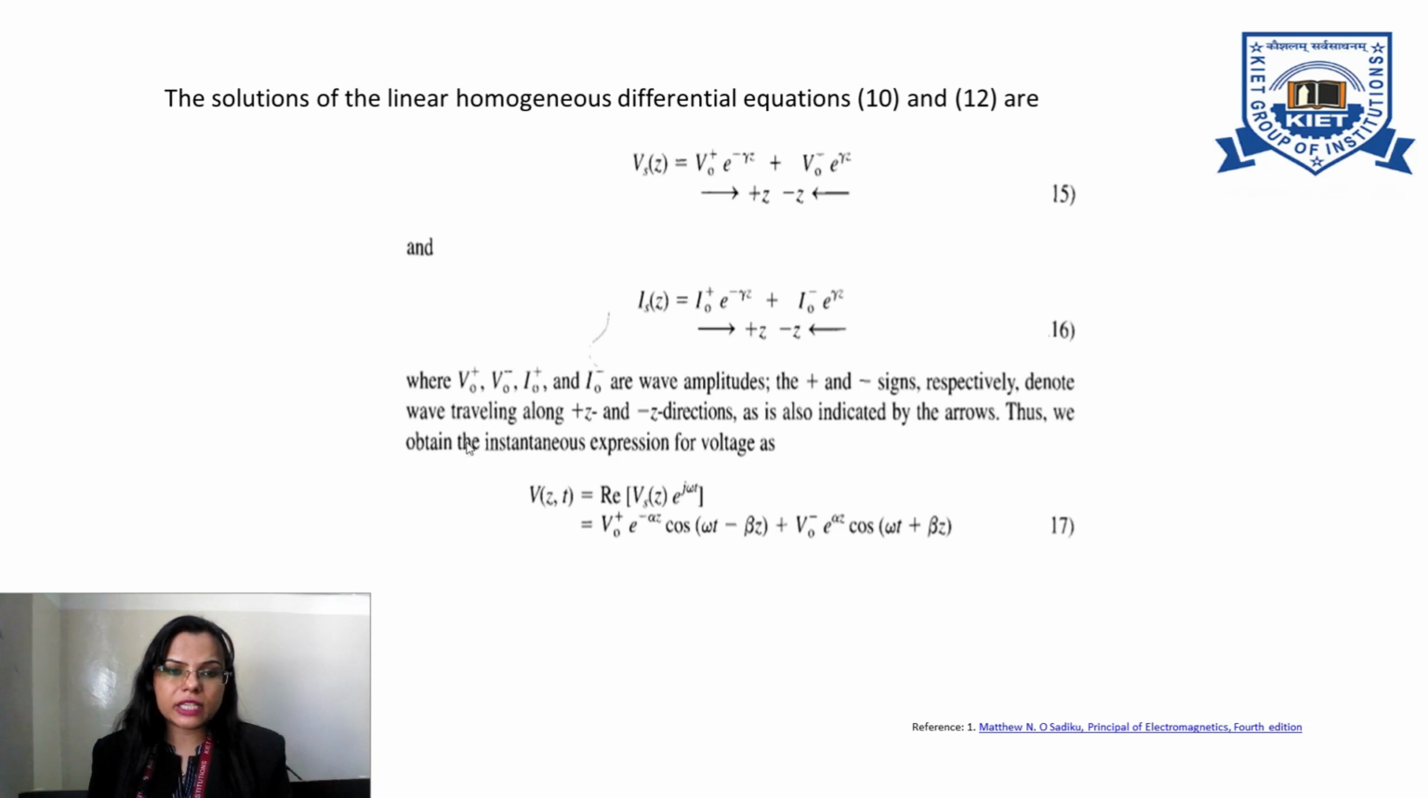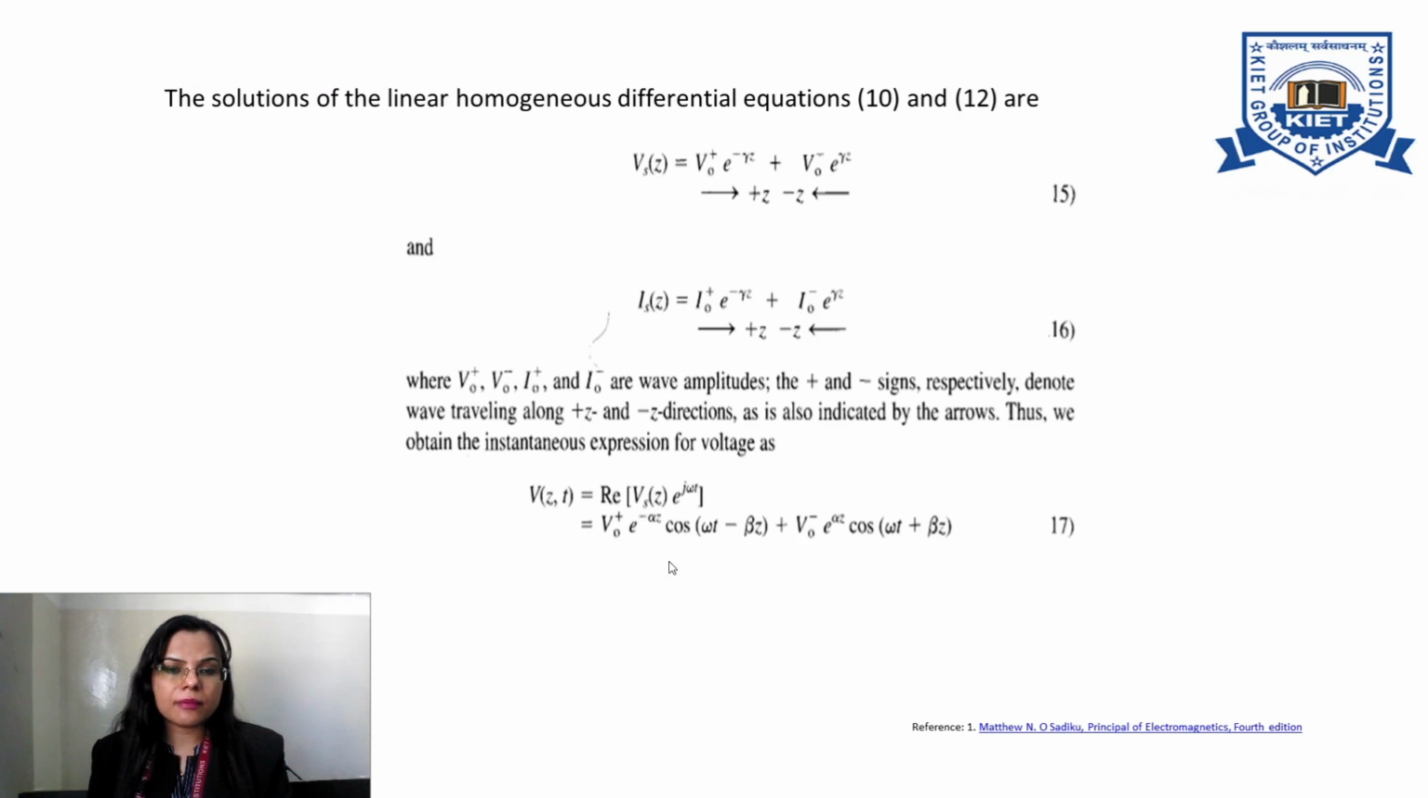Thus we obtain the instantaneous expression for voltage as V(z,t) equal to real value of Vs(z) e to the power j omega t. Further, I am breaking this equation: V naught plus e to the power minus alpha z cos(omega t minus beta z) plus V naught minus e to the power alpha z cos(omega t plus beta z). The first is along the positive z direction and the second is along the negative z direction.